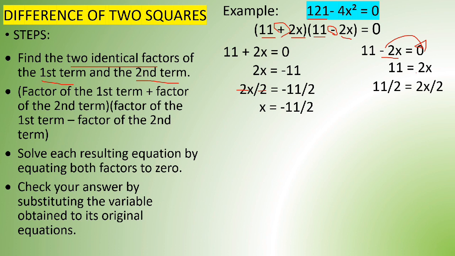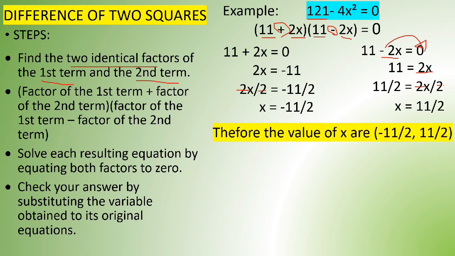To isolate x, anuman ang number na katabi ni x, i-divide natin yun both sides. Kaya meron na tayong 11 over 2 is equal to 2x over 2. To isolate x, cancel na si 2 and 2. Then, x now is equal to positive 11 over 2. Therefore, the roots or values of x are 11 over 2 and negative 11 over 2.